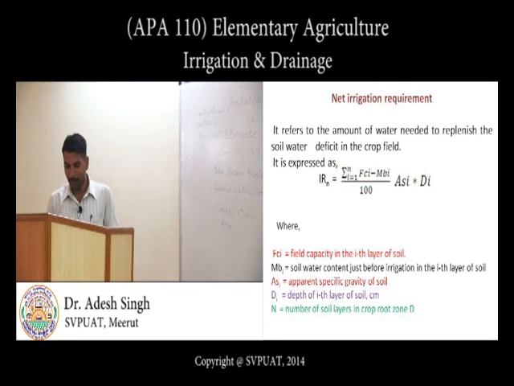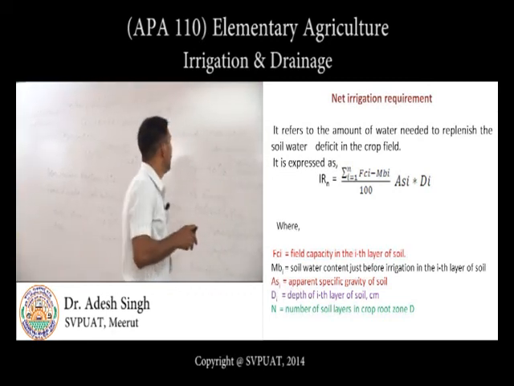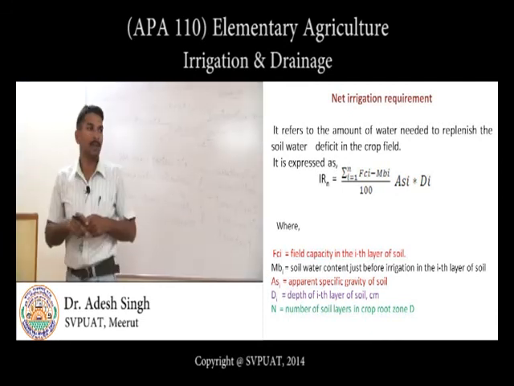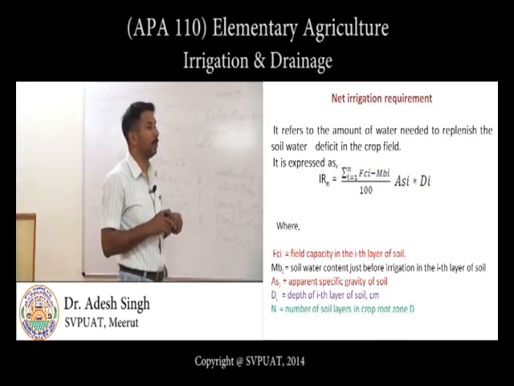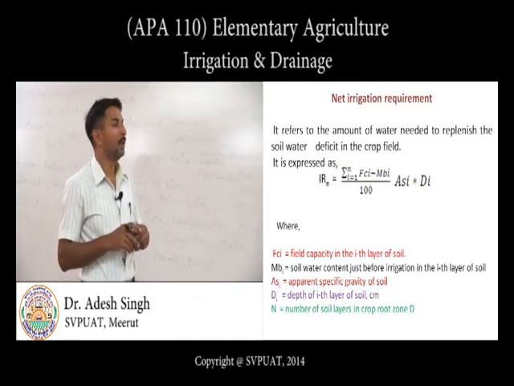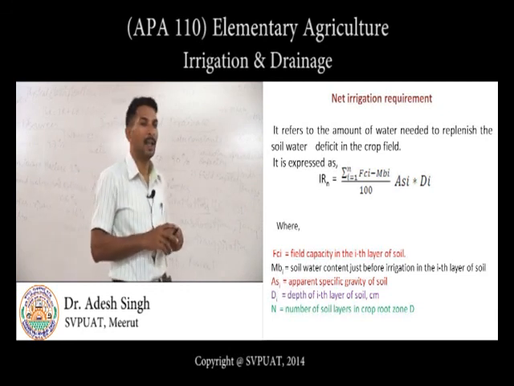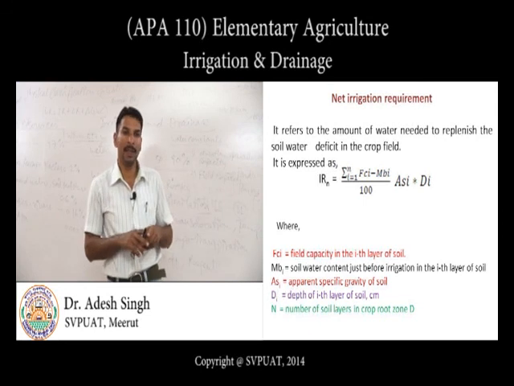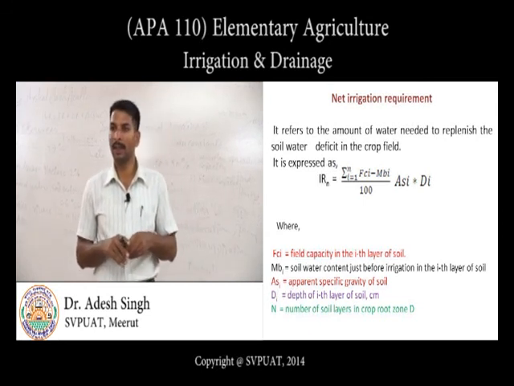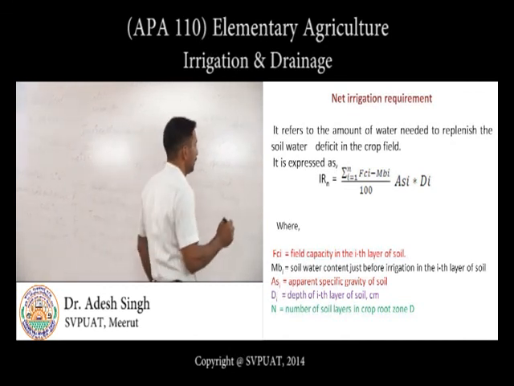It refers to the amount of water needed to replenish the soil water deficit in the crop field, and it can be worked out as, note down, NIR = Σ (i = 1 to N) [(MCFCi − MCPWPi) / 100] × ASi × Di. So note down the legends.